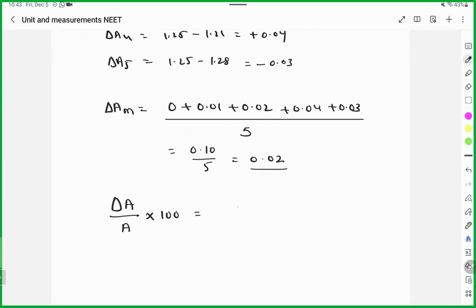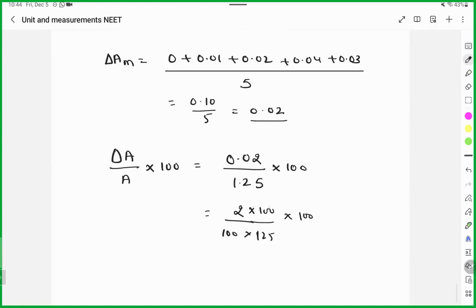Correct? What is the delta A value? 0.02. What is the true value? 1.25. Multiply by 100 for the percentage. So it is 0.02 by 1.25 times 100, which is 2 by 125 times 100. Why? I removed the point. 20 and 20 cancel. 25 goes into 125 five times. So it is 8 by 5, or 1.6%. Got it now? Understood? Yes, sir.